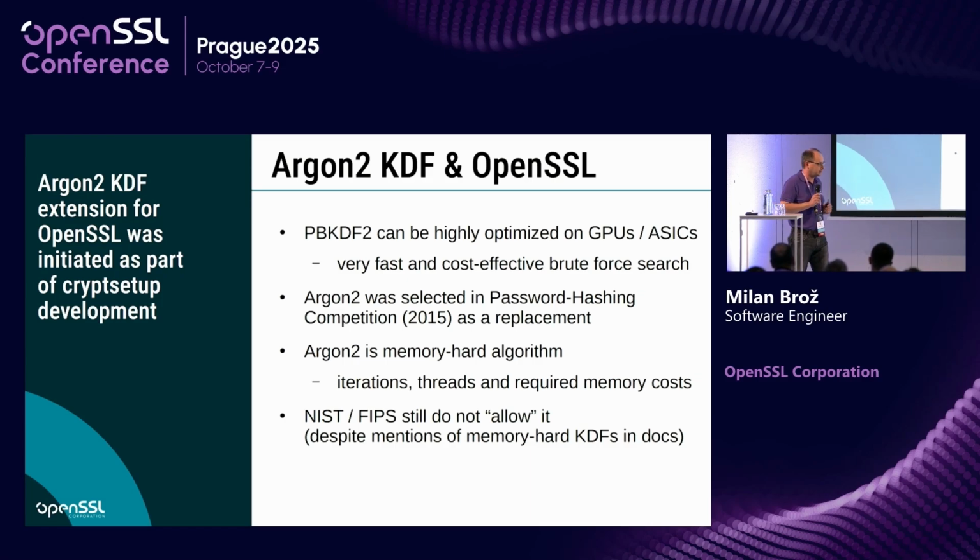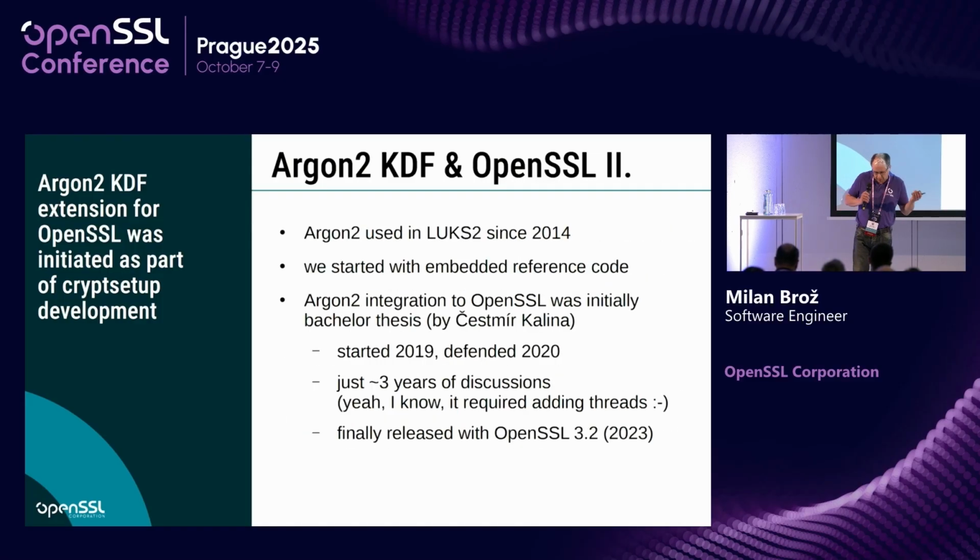So Argon2 was also usable as a key derivation function, and we decided to use it for LUKS as one of the first projects. And of course, it was not easy, but it was there. But as everyone probably teaches you, you shouldn't implement crypto yourself. You should use a cryptographic library. Good, but no cryptographic library had this algorithm. So I decided, okay, I'm a researcher, let's find some clever student, and the clever and smart student was Čestmír Kalina, who wrote a bachelor thesis implementing Argon2 for OpenSSL, and we tried to contribute it there.